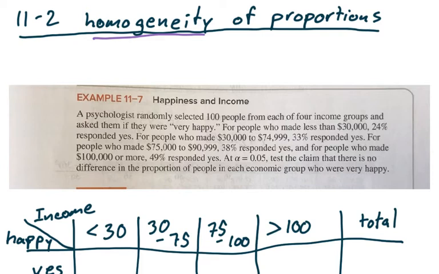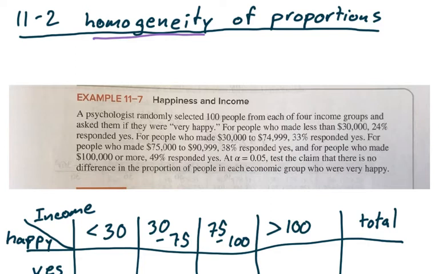So here is the example. Here is the research scenario. It says a psychologist randomly selected 100 people from each of 4 income groups and asked them if they were, quote, very happy. For people who made less than $30,000, 24% responded yes. For people who made between 30,000 and let's just say 75,000, just for the sake of simplicity, 33% responded yes. For people who made between 75,000 and 100,000, 38% responded yes, and for people who made 100,000 or more, 49% responded yes.